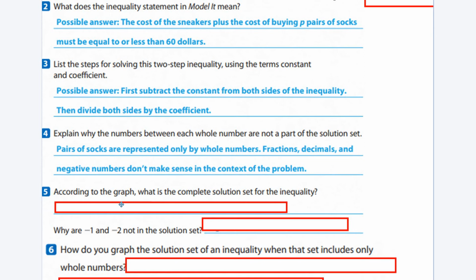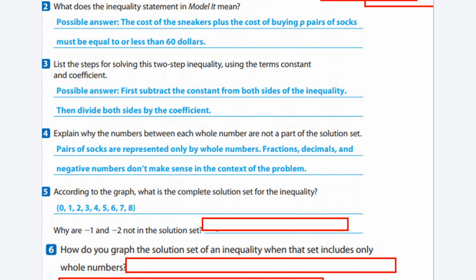According to the graph, what is the complete solution set for the inequality? And the answer is obviously 0, 1, 2, 3, 4, 5, 6, 7, 8. You cannot go past 8. Cannot go below 0. Why are negative 1 and negative 2 not in the solution set? Well, negative numbers don't work in this. Think about that. You can't buy negative pairs of socks.